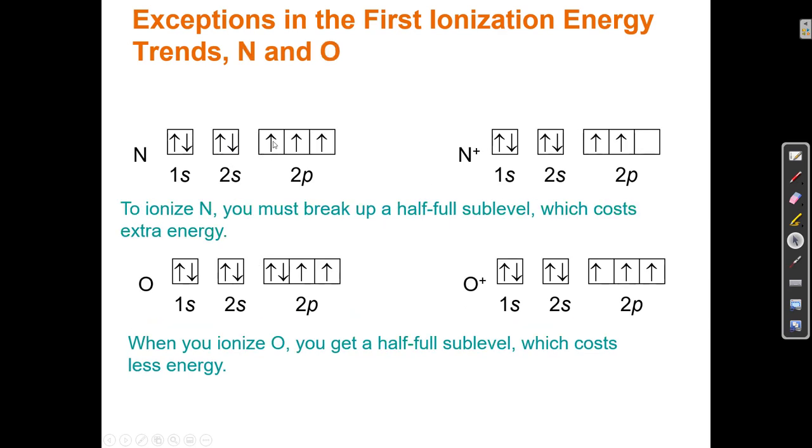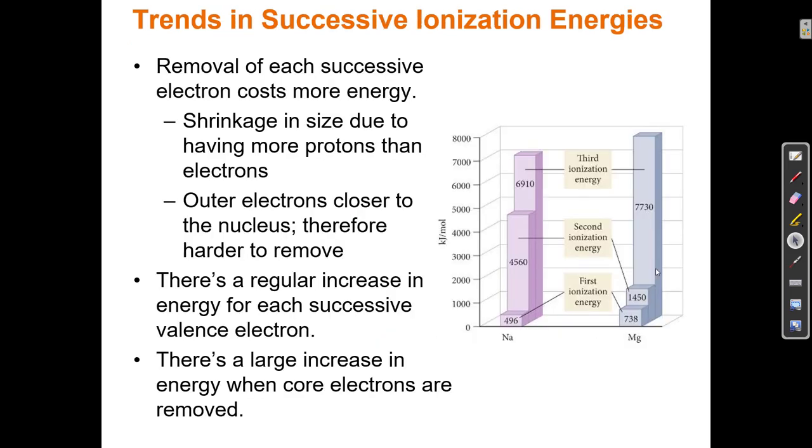With nitrogen, I have one, two, three. That's a half shell, that's stable. It's hard to break up a half shell that's already stable. With oxygen, I have this one extra here. If I lose that and I create a half shell, that's good. So O+ is happy because now it has a half-filled subshell. So filled subshells and half-filled subshells are particularly stable. But breaking up a completely filled shell or a half-filled shell is bad. That leads to a very high energy.